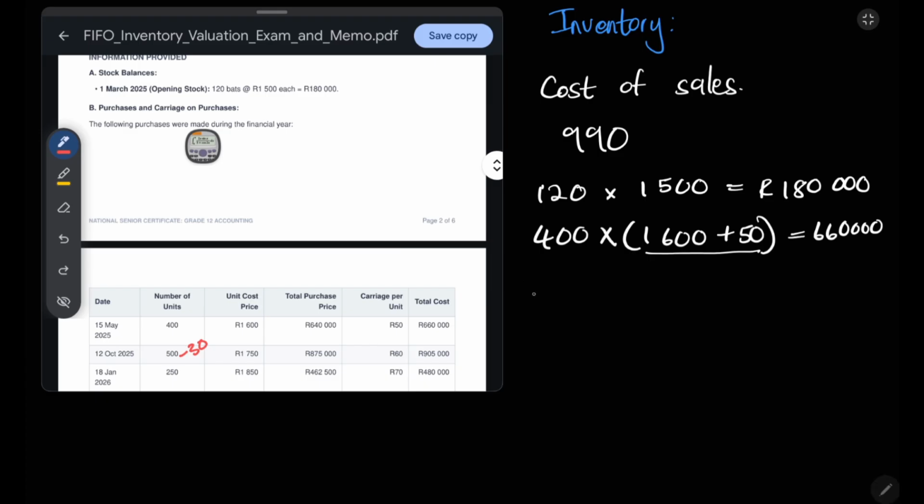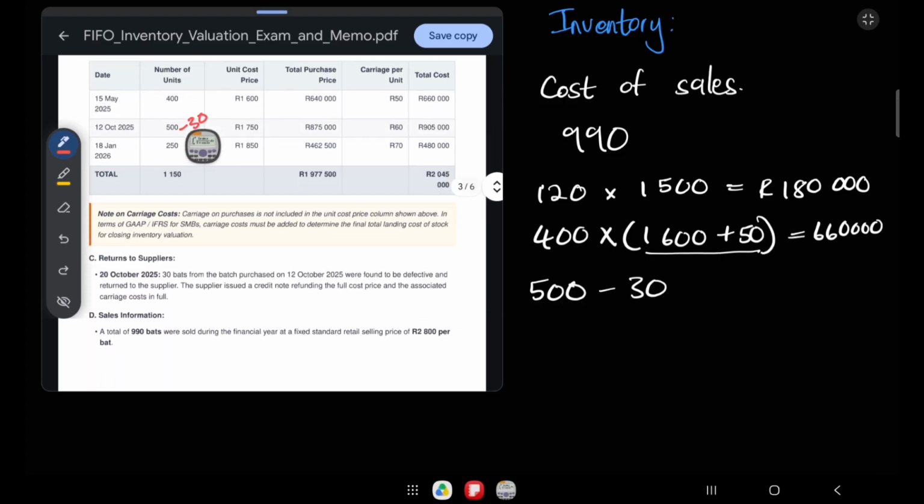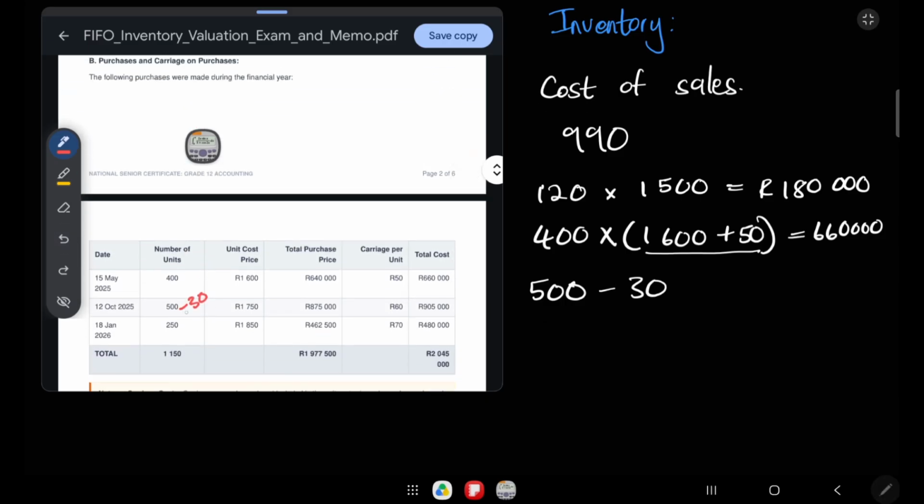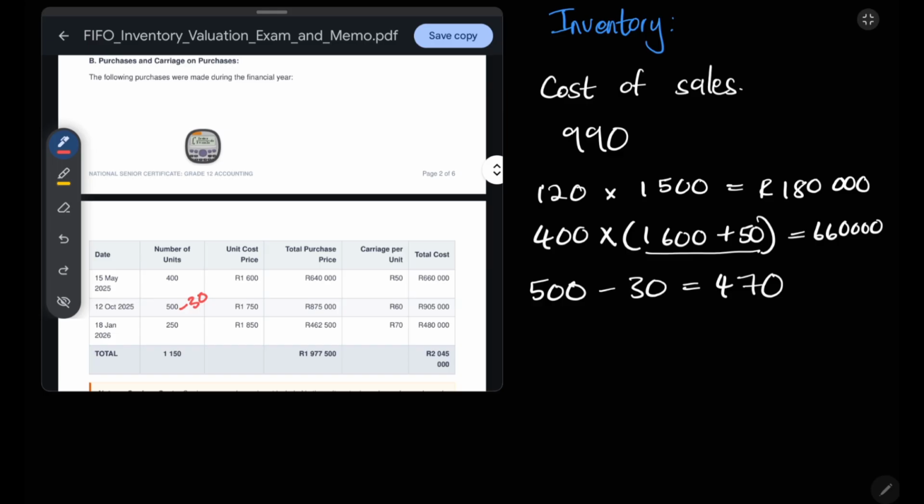So in October, let's say 500. On this day specifically, people returned 30 units. So you should subtract 30 simply because of the returns. Let's read this adjustment again. 20th of October 2025, 30 bets from the batch purchased on 12th of October, meaning on this day, were found to be defective and returned to the supplier. So our information has to relate to the 12th of October 2025. Hence I said minus 30. So we'll say 500 minus 30 is equal to 470. This is your units.